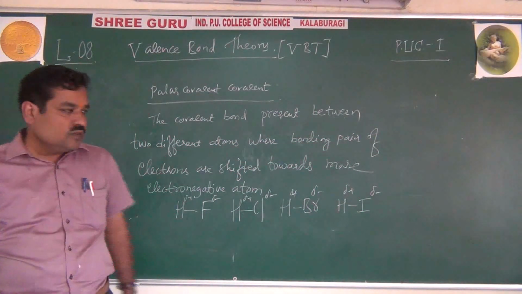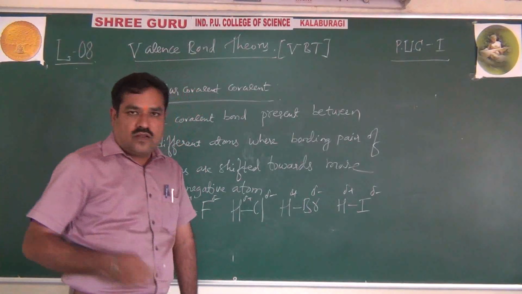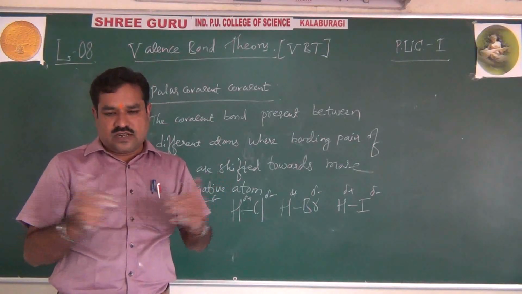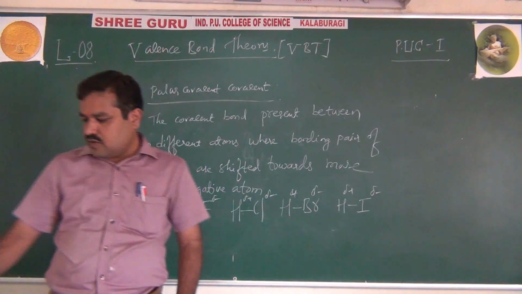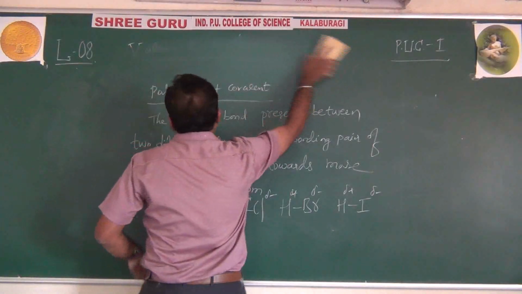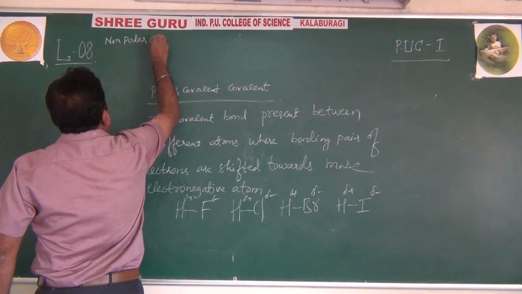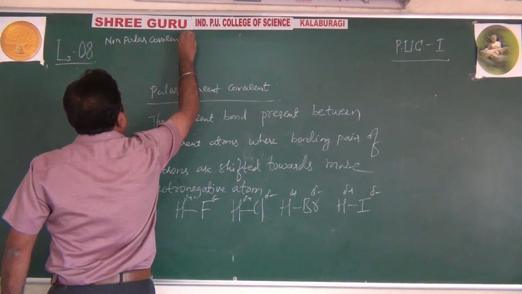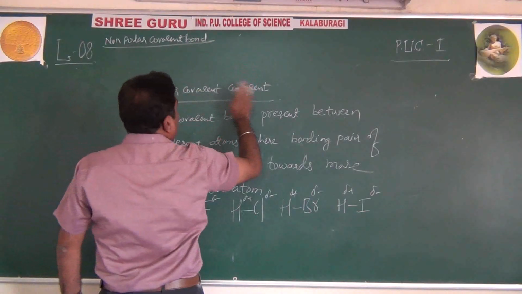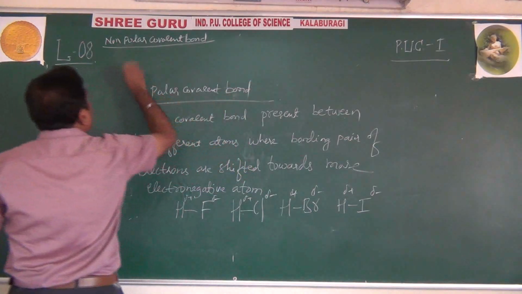Now coming to next, what is non-polar covalent bond? Non-polar covalent bond is a bond in which the bonding pair of electrons or shared pair of electrons is concentrated at the center of the atoms, then it is called non-polar covalent bond. The previous was an example for heteronuclear molecules. Now it is non-polar covalent bond.